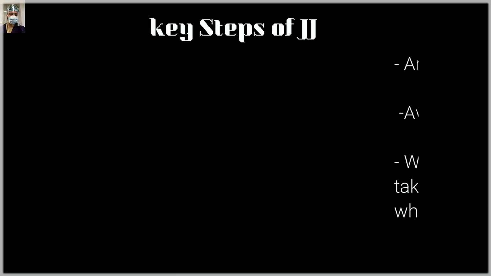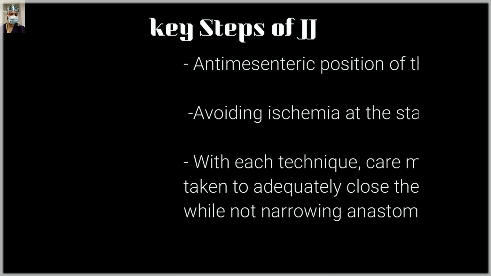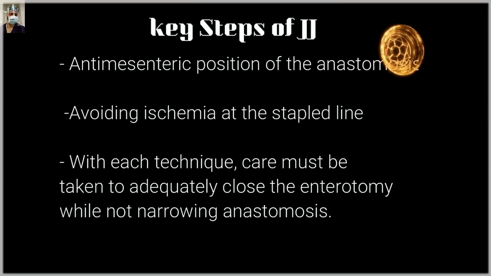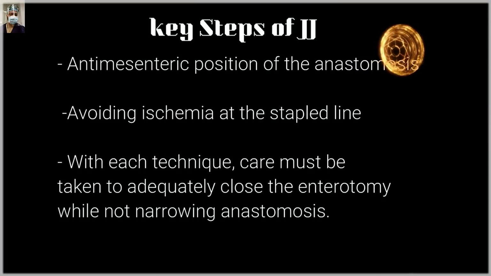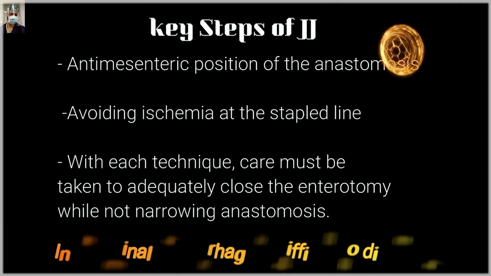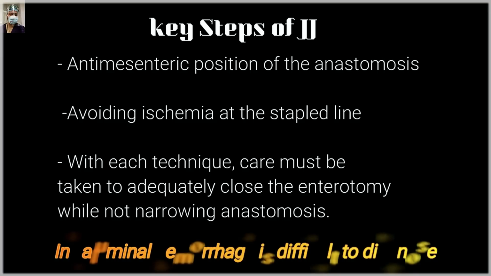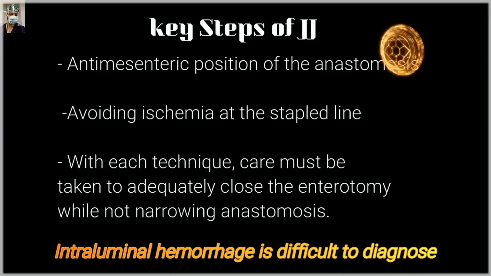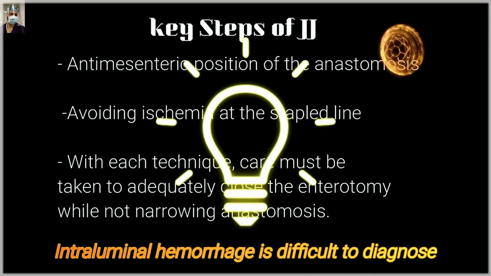So what are the key steps for jejunojejunostomy? One is it should be in an anti-mesenteric position of the anastomosis. Second is we should avoid ischemia at the stapler line. The stapler line should have good vascularity. And with each technique, care must be taken to adequately close the enterotomy while not narrowing the anastomosis. A word of caution is that we should always check for intraluminal hemorrhage from the stapler line.